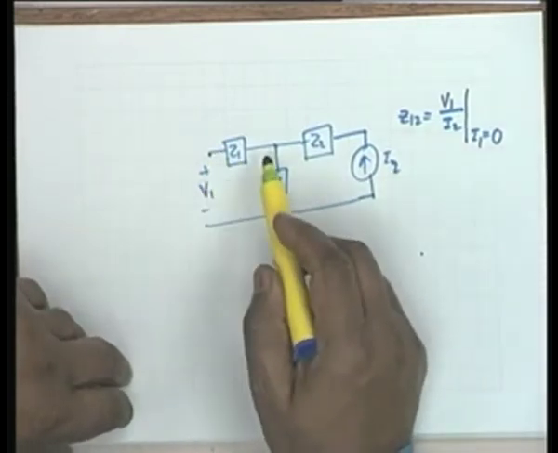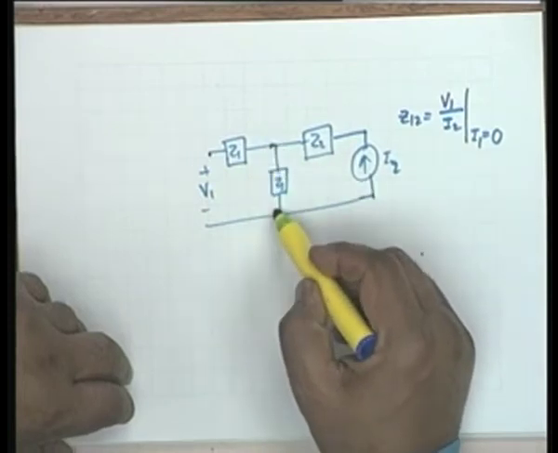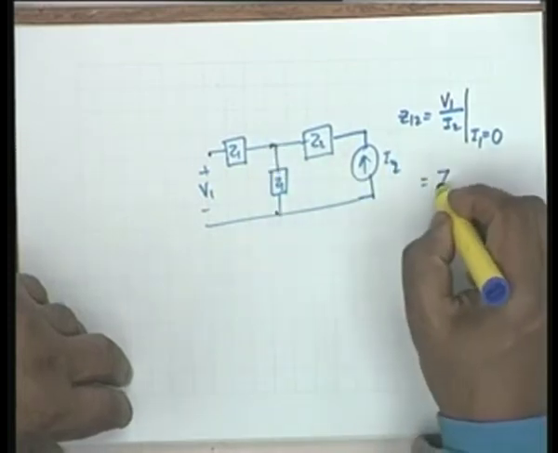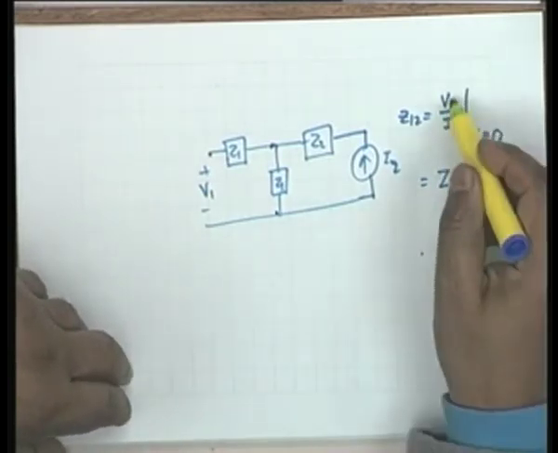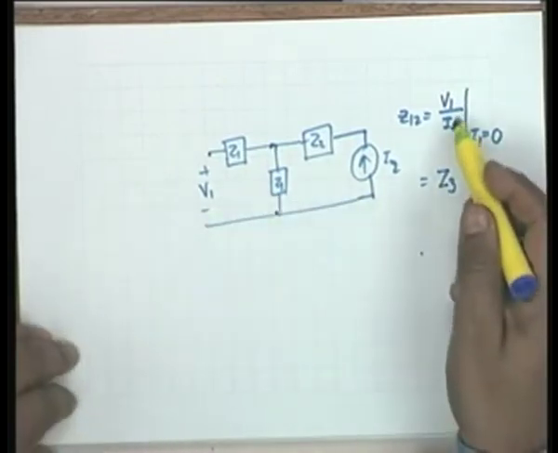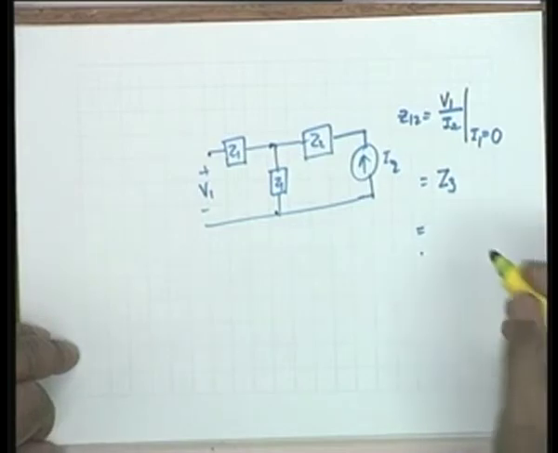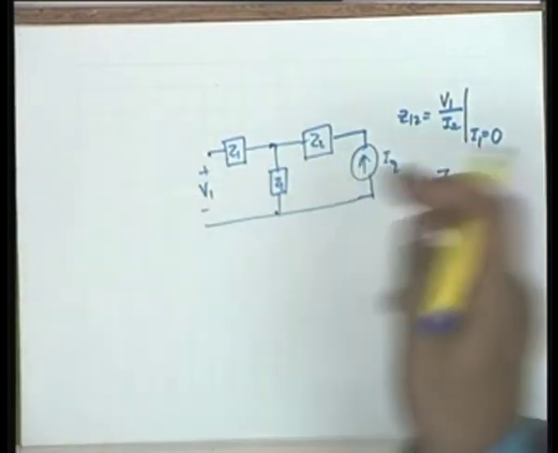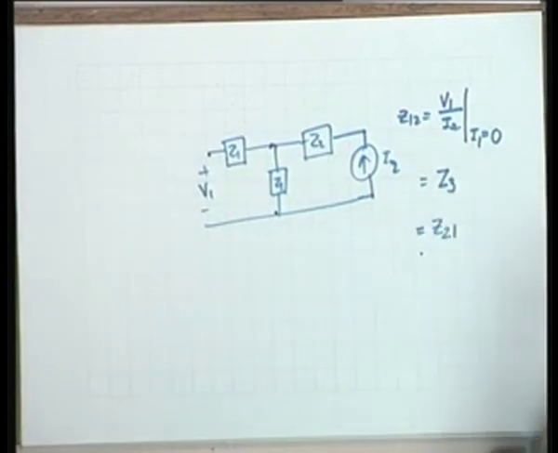Obviously, since this is open, there is no drop in Z1, so this V1 is the same as the drop across this, and therefore this is simply equal to Z3. V1 divided by I2, I2 Z3 is equal to V1, so V1 by I2 is simply Z3. And by the same token, if you interchange the current generator and the response, you will get this also as equal to Z21. All right.